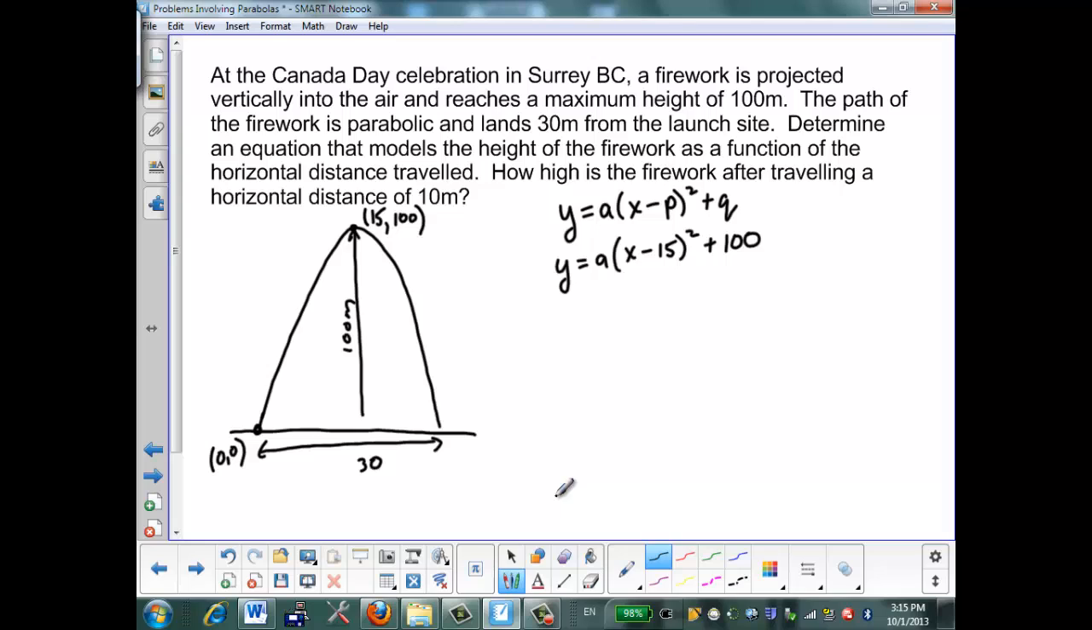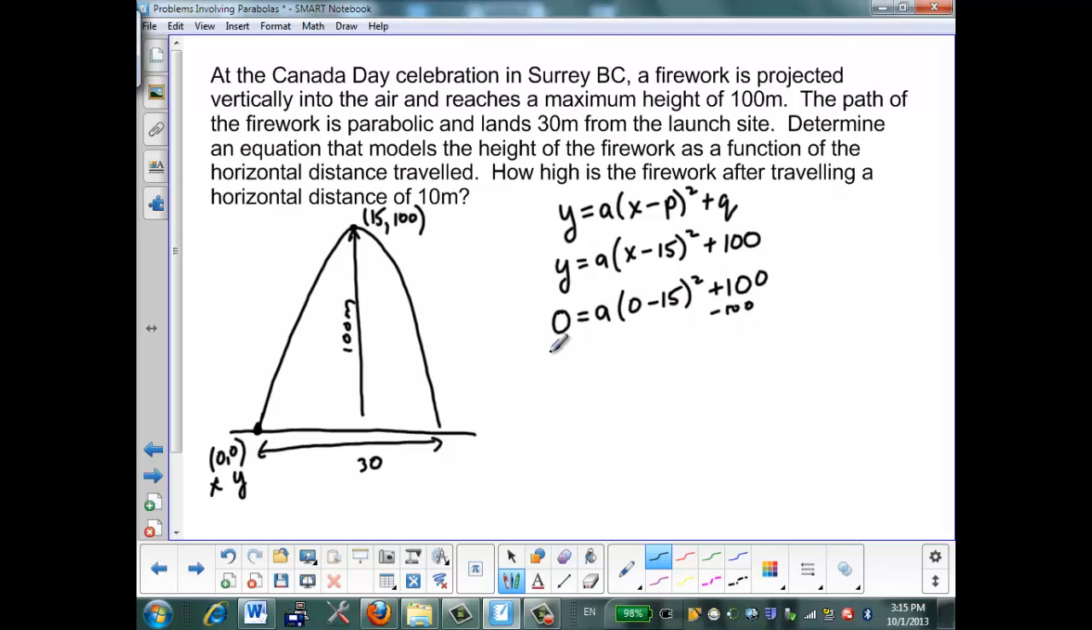The next thing we're going to need to do is figure out what a is going to be. Now, in order to figure out a, we're going to use any other point on our graph. And one of the points that we could use is 0, 0. Our first 0 is going to be the x value. Our second 0 is going to be the y value. So I can substitute a 0 in for y, and a 0 in for x. And then all I have to do is use some algebra to solve for a.